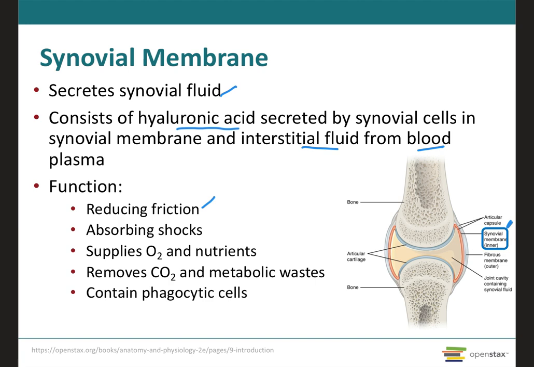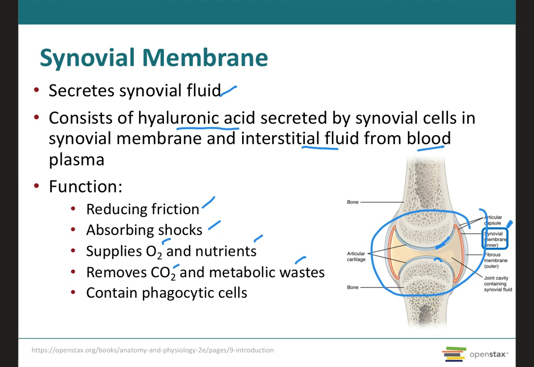It will help in absorbing shocks as it serves as a cushion. It will supply oxygen and nutrients to the chondrocytes that are going to be present within this articular cartilage. And it will also remove the carbon dioxide and the metabolic waste. And you can be asking yourself, why is it that the synovial fluid is doing the function of the blood vessels? Well, remember that the cartilage is an avascular tissue, meaning that it does not have blood vessels. Therefore, you need another structure to make sure this tissue is healthy.